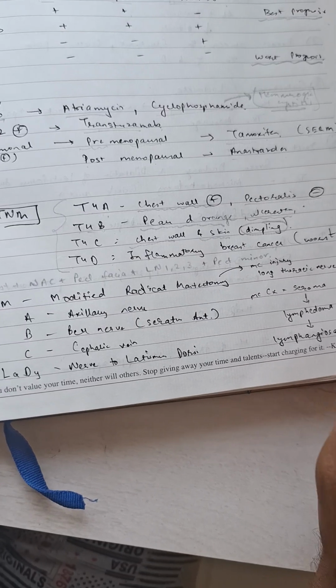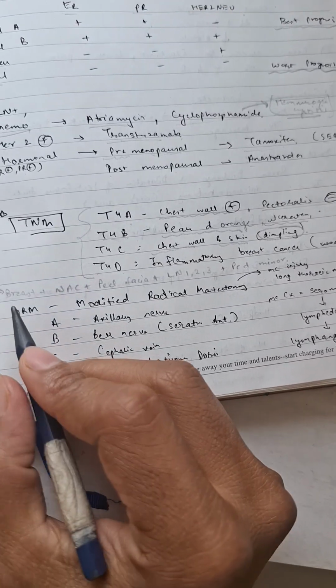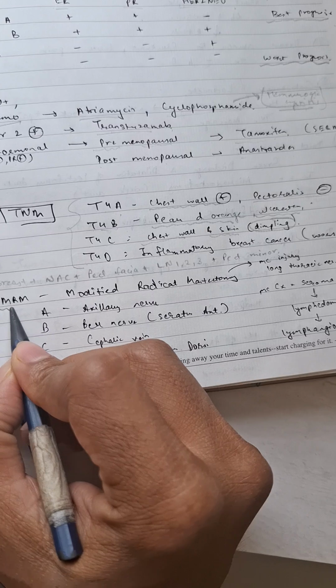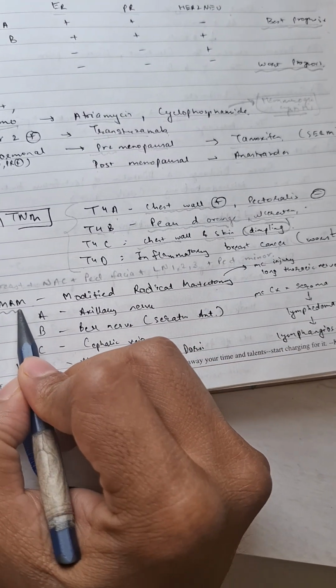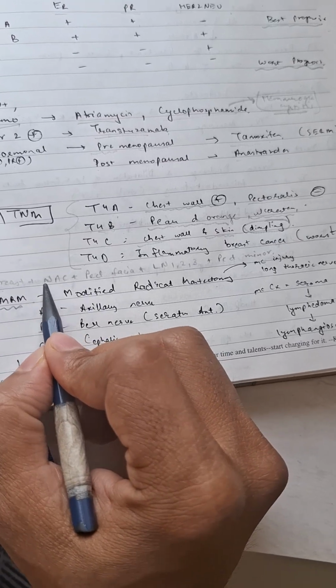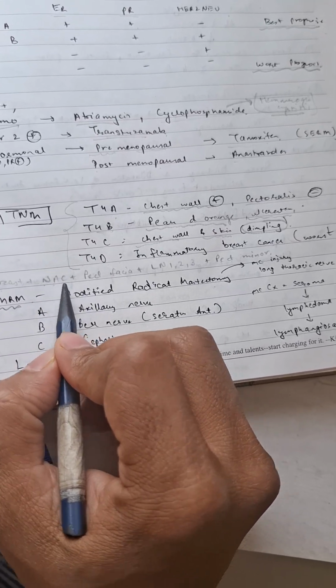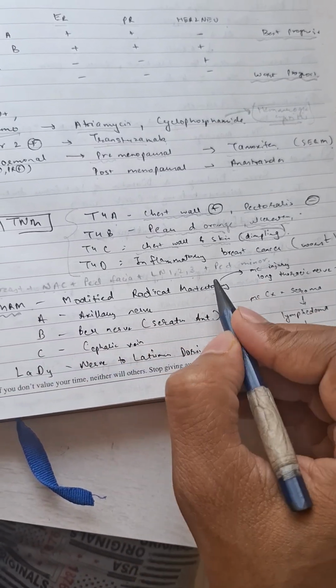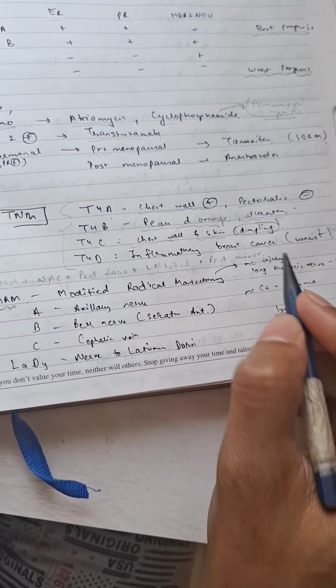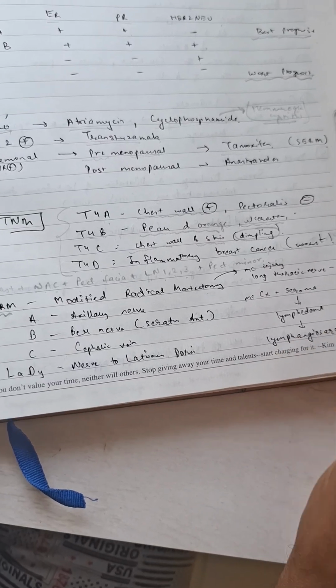Now it's time for surgery. So what will you do? So the most important and repeatedly asked question is regarding modified radical mastectomy. What we do is we remove the breast, the nipple areolar complex, we remove pectoralis fascia, we remove lymph node levels 1, 2, and 3, plus we also remove pectoralis minor. What we do not remove is pectoralis major.